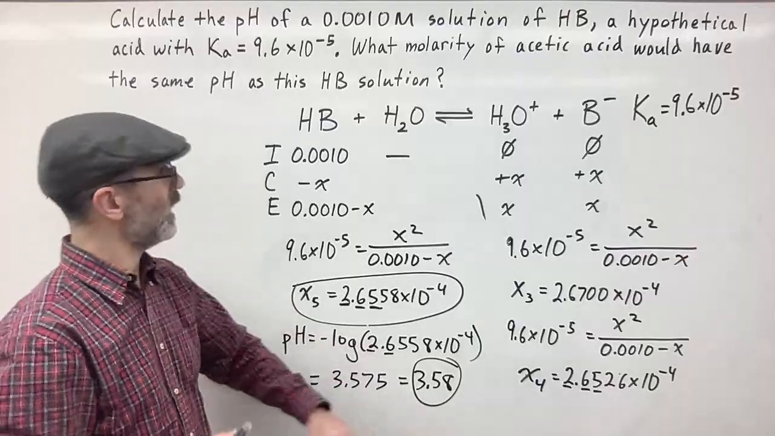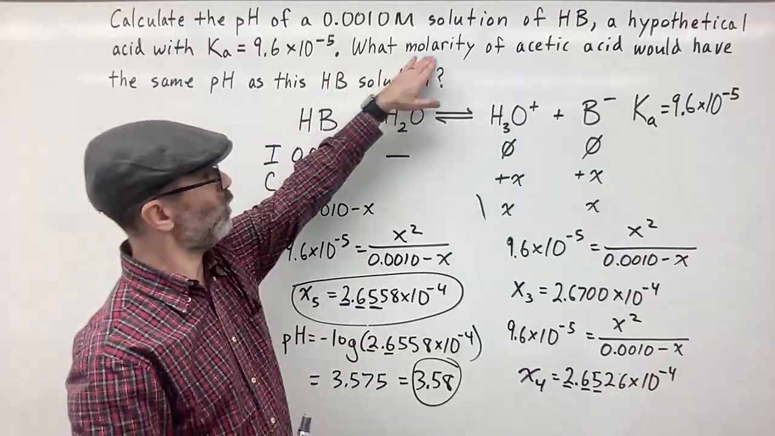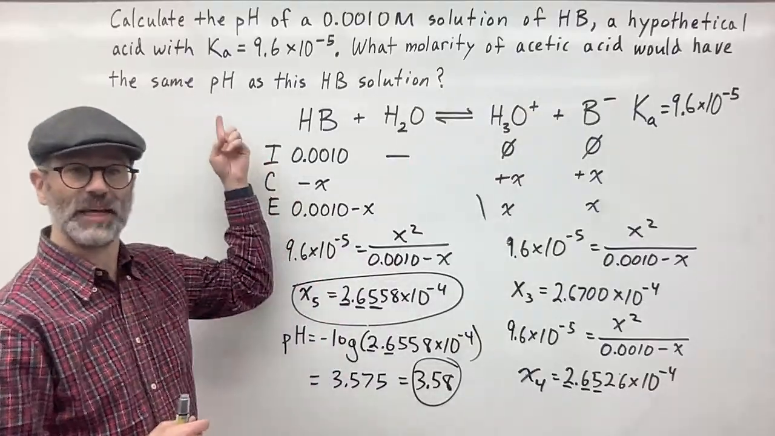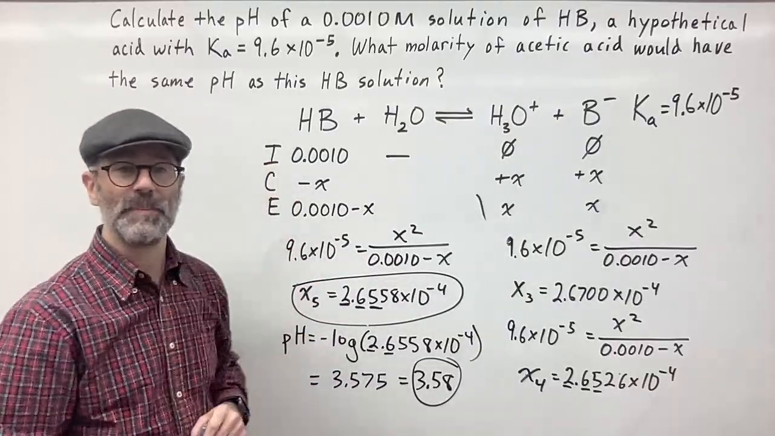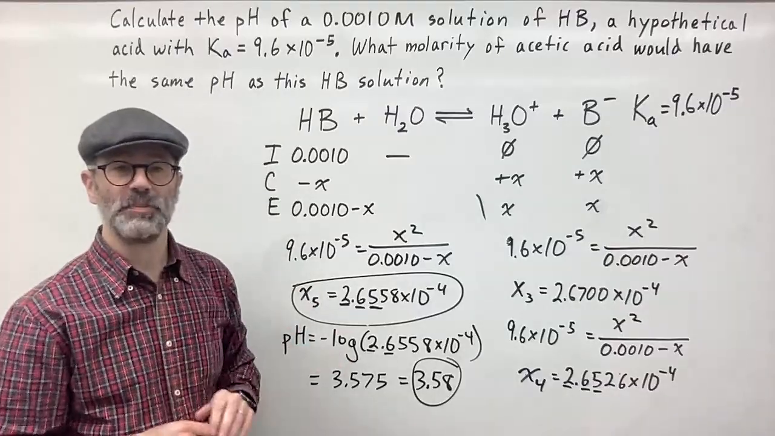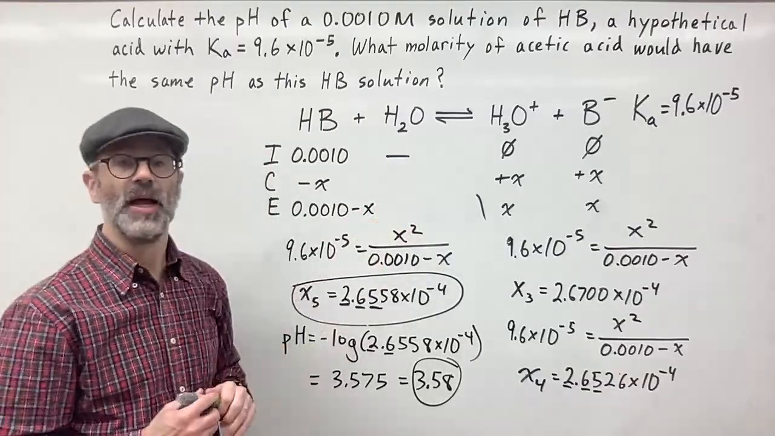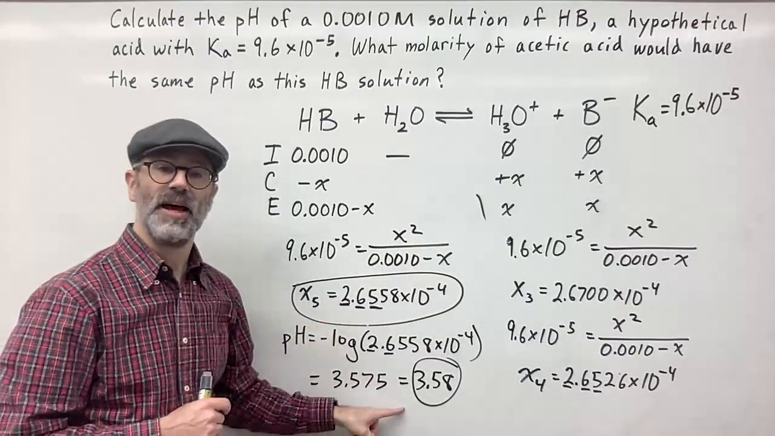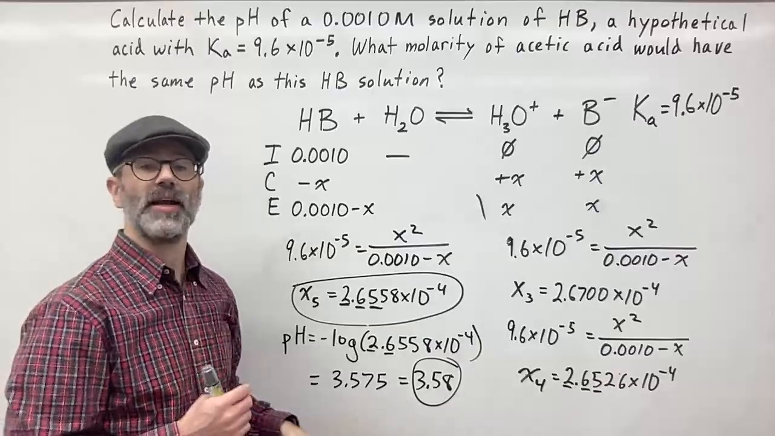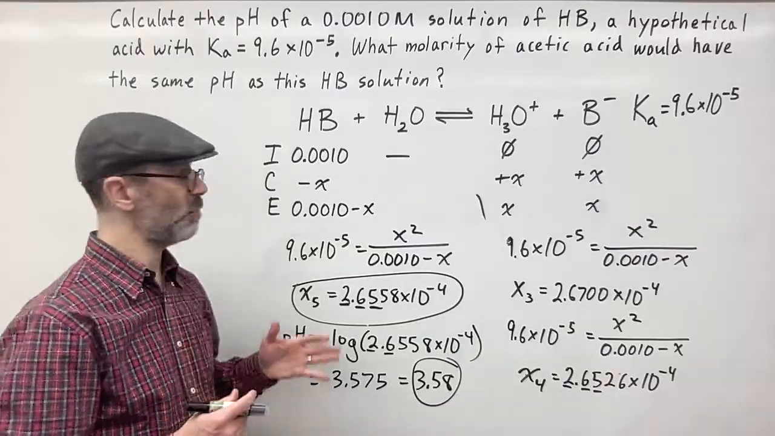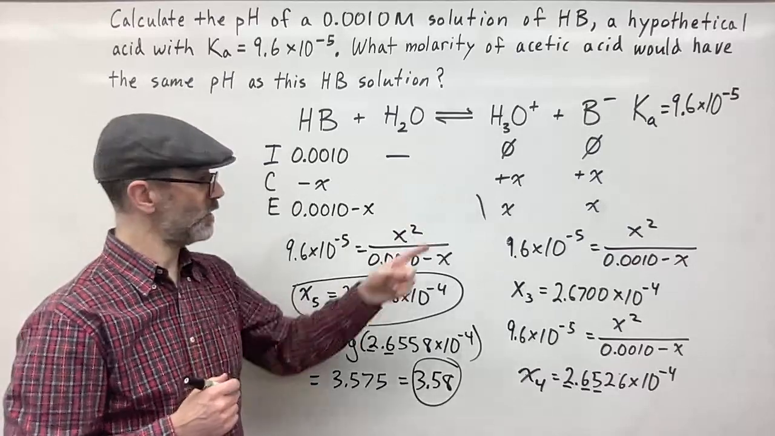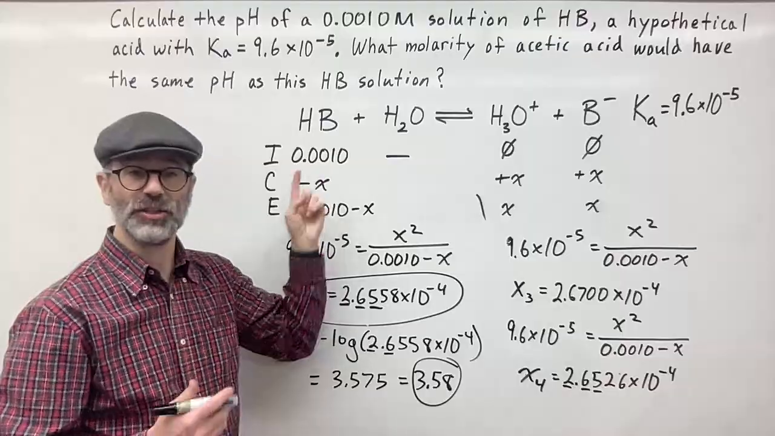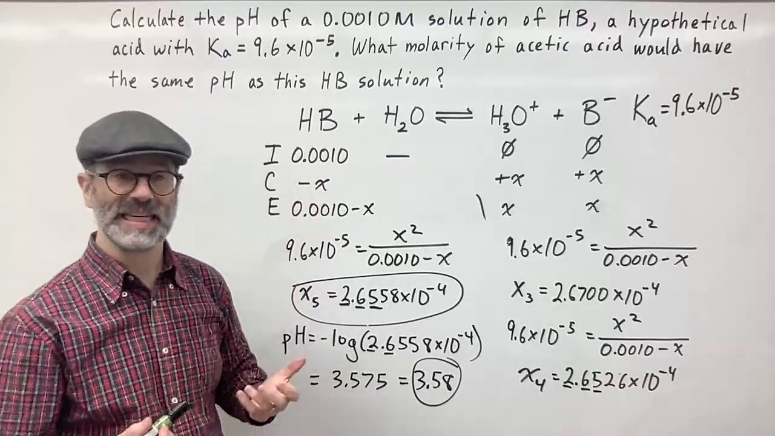Now for the second question. So now that I got the pH, they're asking me what molarity of acetic acid I would have to have in order to have the same pH as this hypothetical acid. Well, I set up the ice table again, but this time, since I know the H plus concentration that gives me this pH, I work backwards in my ice table from the known concentration of H plus to give me whatever the initial concentration must be for my acetic acid.